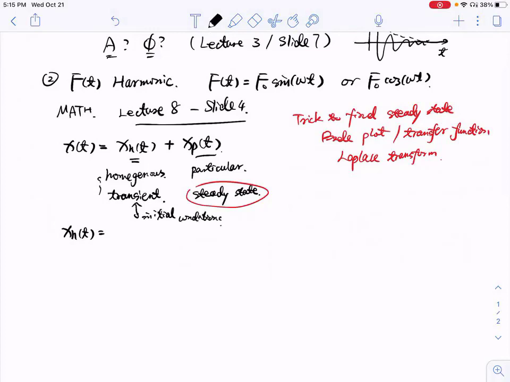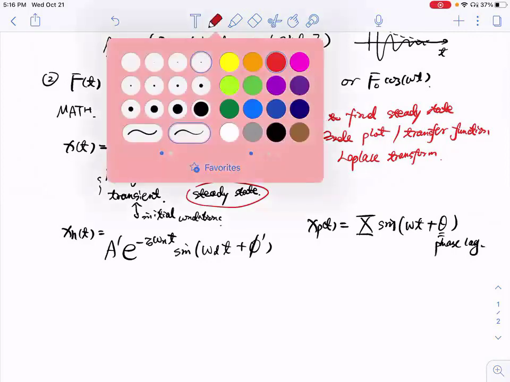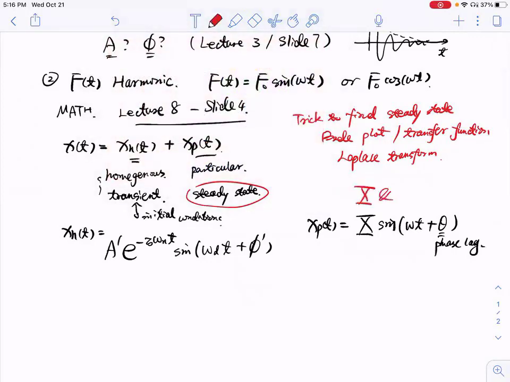So that means your x_h(t) is going to give you A' e^(-ζω_n t) sin(ω_d t + φ'). And then your particular solution is going to be the steady state amplitude times sin(ωt + θ), which is the phase lag. So remember, the big X amplitude and θ are from Bode plots.